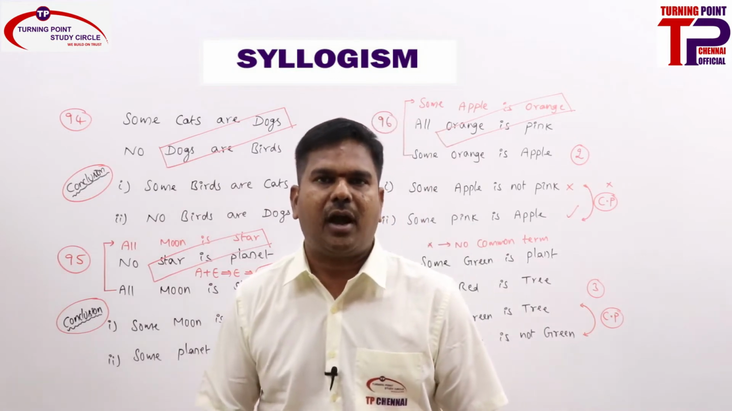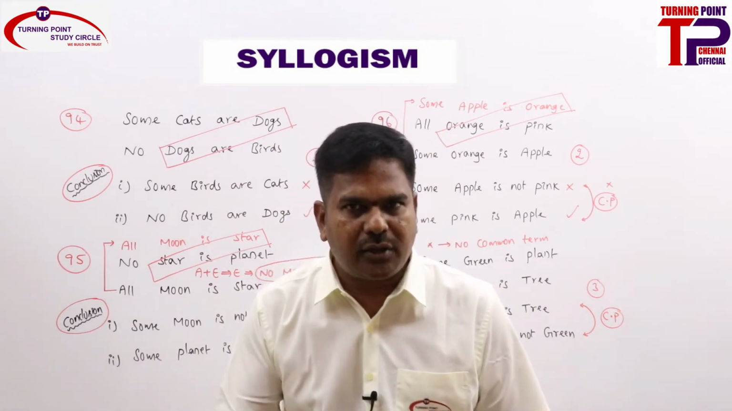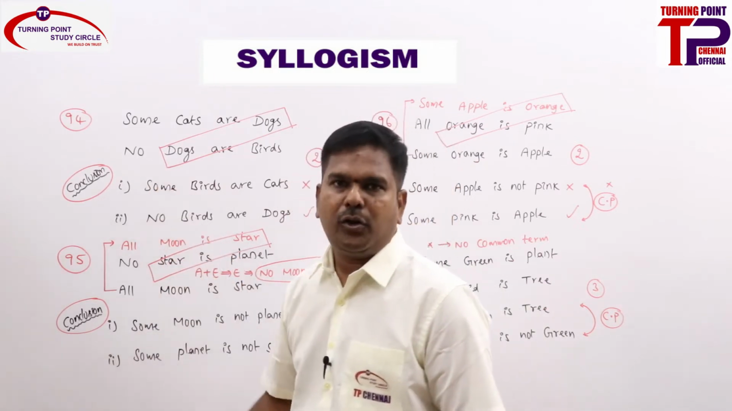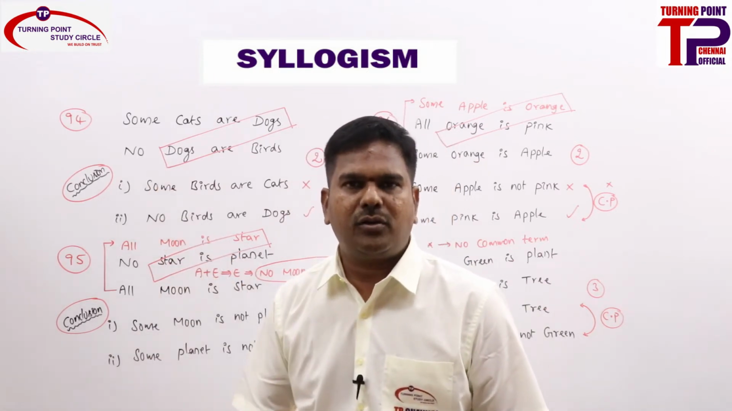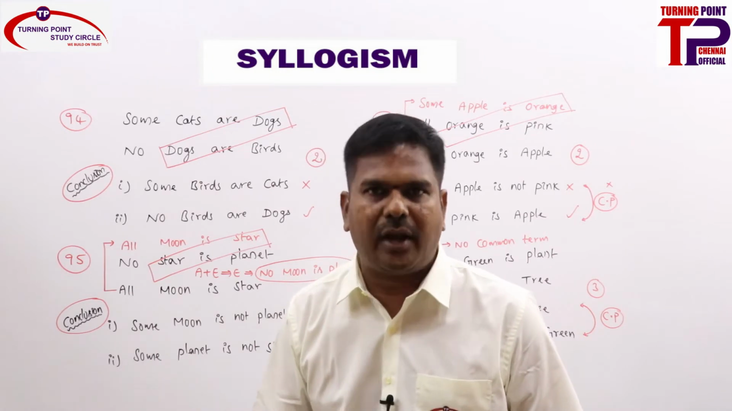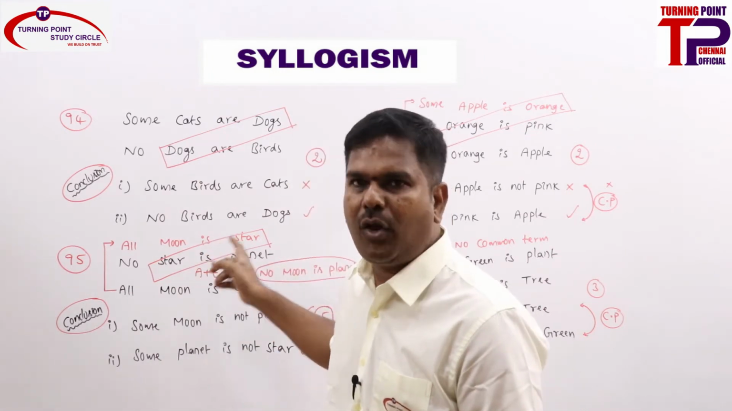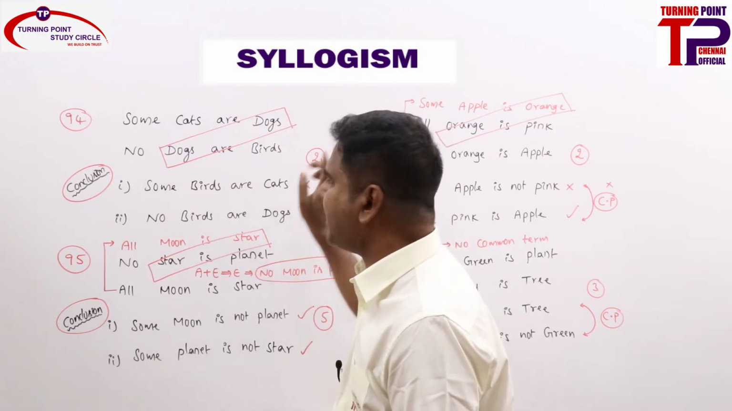Finally, we need to check for a complementary pair. Is there any need to check for a complementary pair? No. Why? Because we have only 2 conclusions, and one of the conclusions we already got as true. No need to check for a complementary pair. So which one follows now? Only 2 follows. Go ahead with the second option.